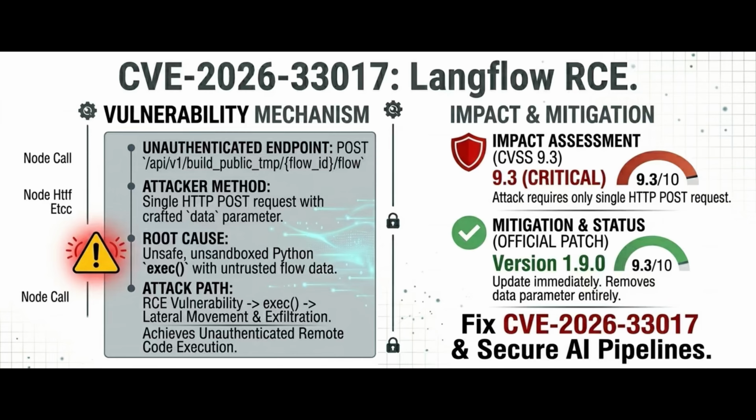By sending a single malicious HTTP POST request to a specific endpoint, a threat actor can exploit an unsandboxed Python exec call. In short, if you can reach the API, you can own the server. Let me explain with a product architecture.